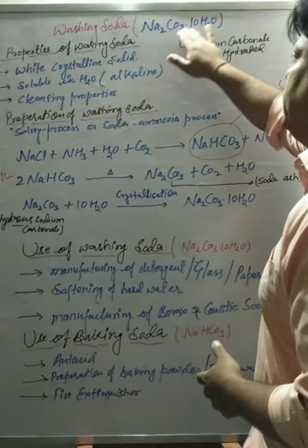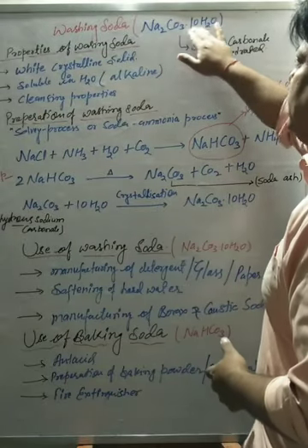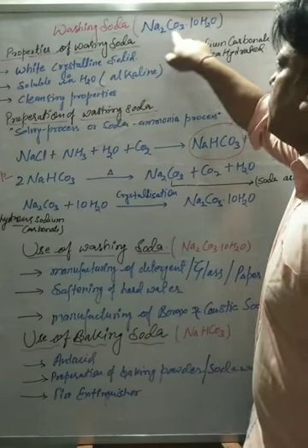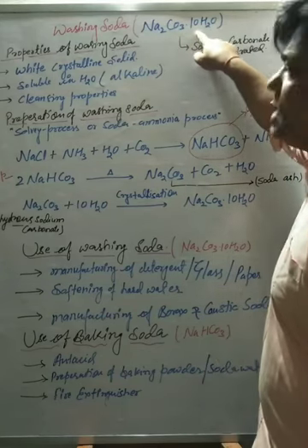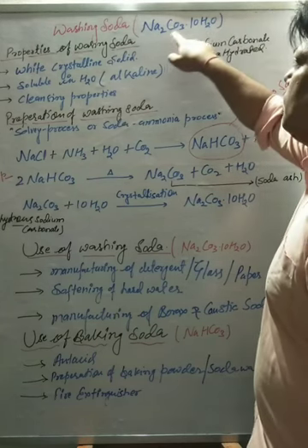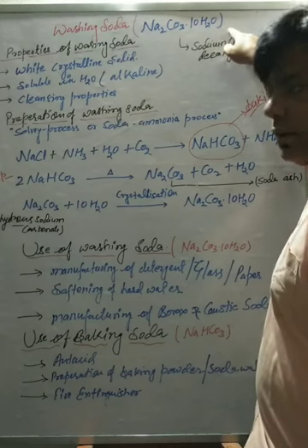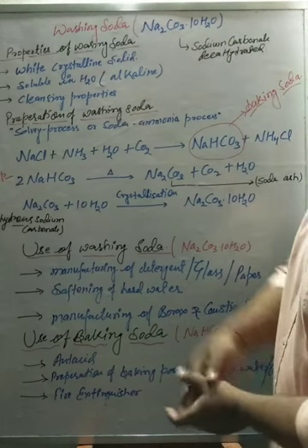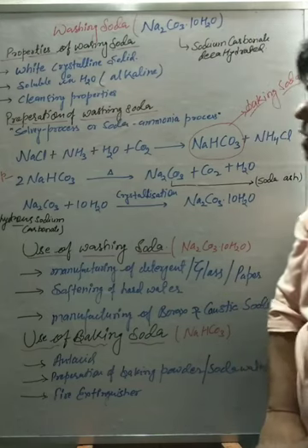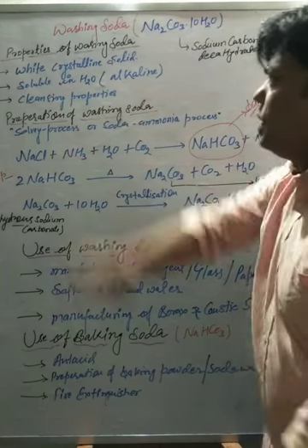Now, washing soda. The formula of washing soda is sodium carbonate 10H2O, Na2CO3·10H2O. It means sodium carbonate with 10, meaning deca, water molecules, hydrated. Sodium carbonate decahydrate. Now, properties of washing soda.